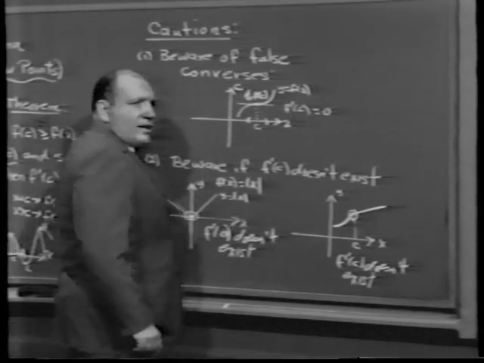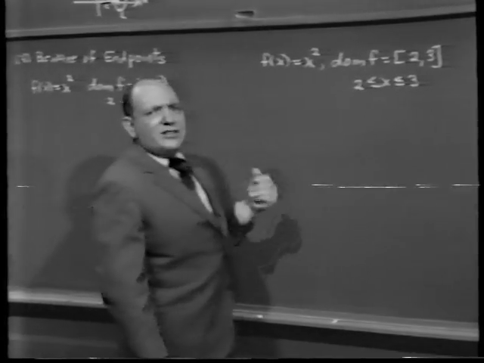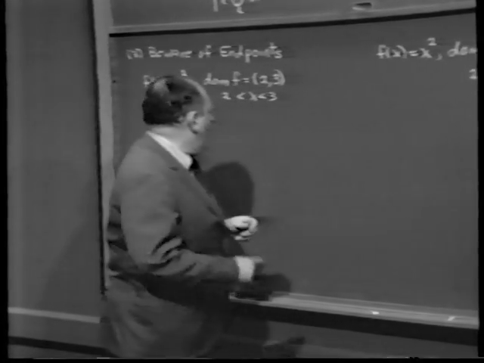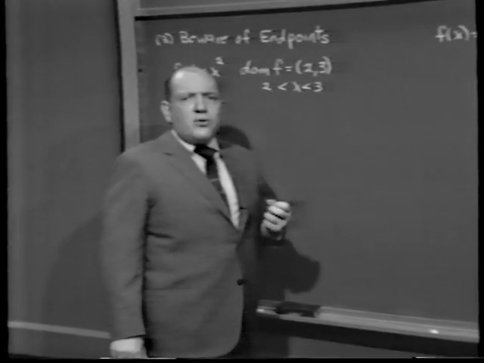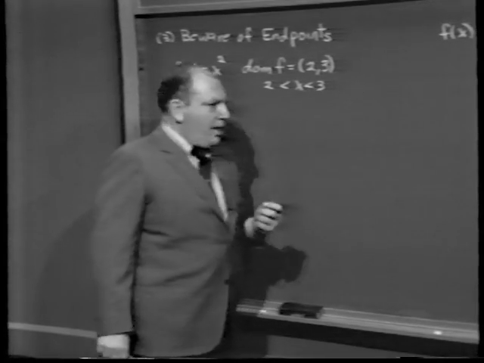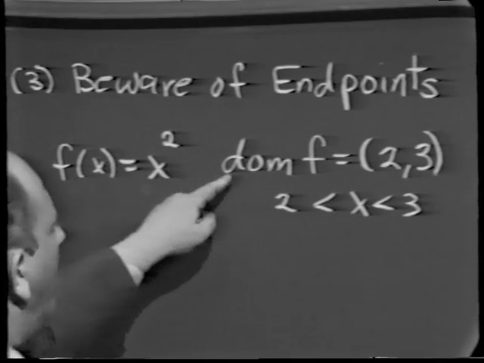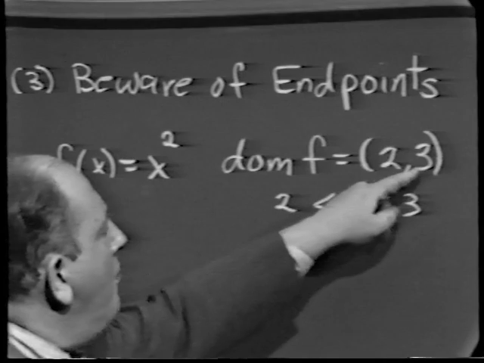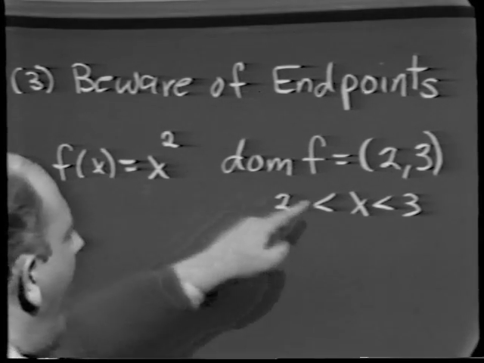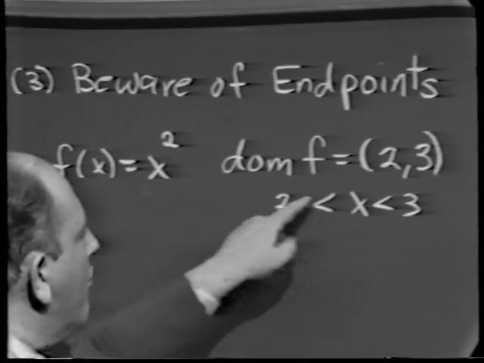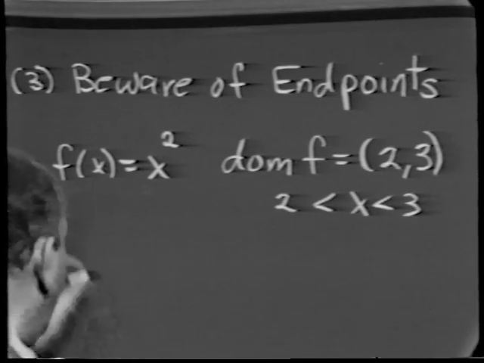And the third caution is an extremely important one. In fact, for the first time, from a practical point of view, we are going to probably see analytically what is the difference between an open interval and a closed interval. Suppose I have the function f of x equals x squared, but the domain of f is now the open interval from 2 to 3. In other words, the inputs of the f machine are restricted to all those numbers which are greater than 2 but less than 3.